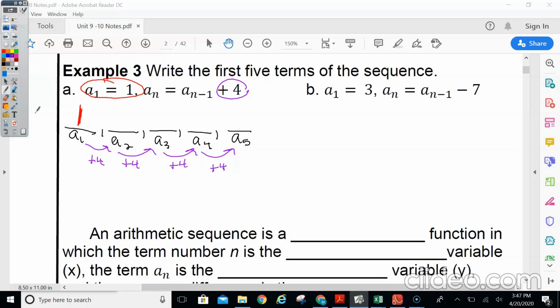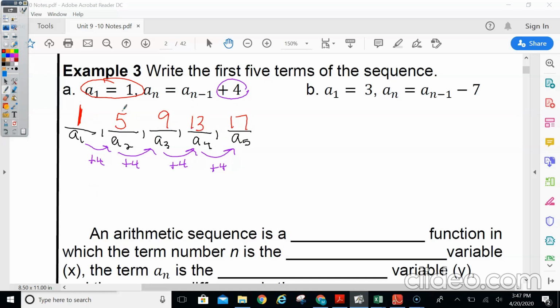So for a sub 2, I add 4 to 1 and get 5. 1 plus 4 is 5. 5 plus 4 is 9. 9 plus 4 is 13. 13 plus 4 is 17. So that's the answer.